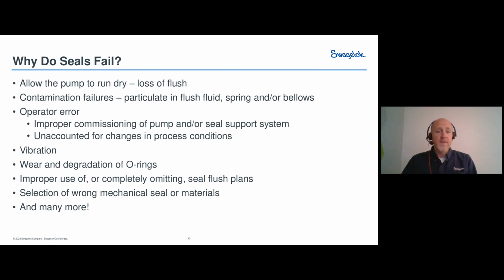For example, if they did not bleed all of the air out of the system when they commissioned the pump, it could be that they now have air in the system, and that could impact the seal as well. Vibration, we talked a little bit about how that could potentially impact the seal and the bearing life. Wear and degradation of O-rings, lots of different reasons here. I won't go through all of these, but really there is so much that can go wrong here. We really got to get it right in order to get that seal life up.